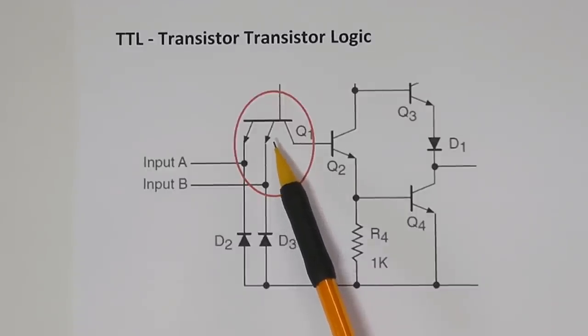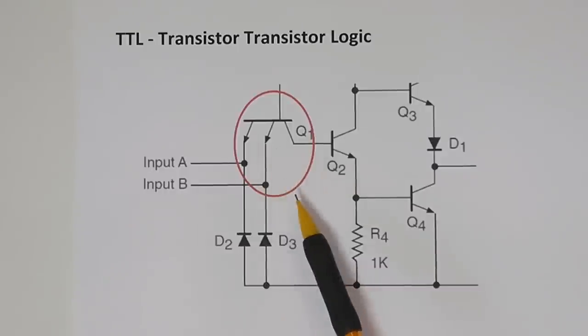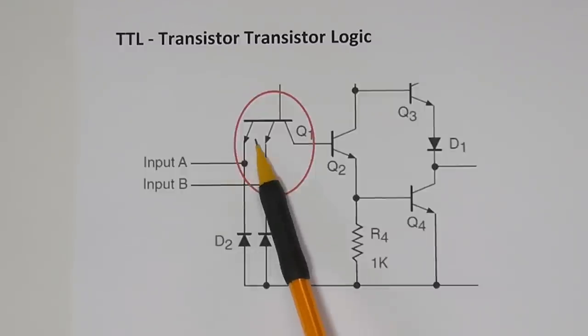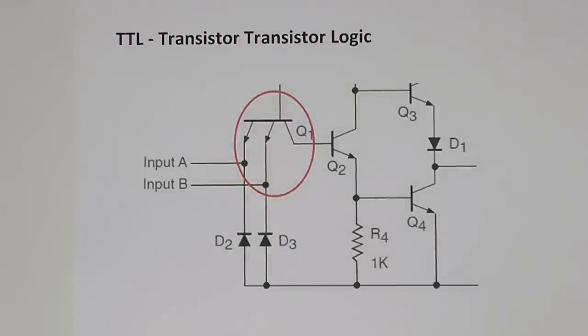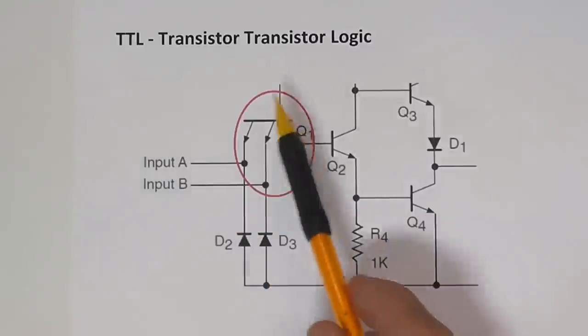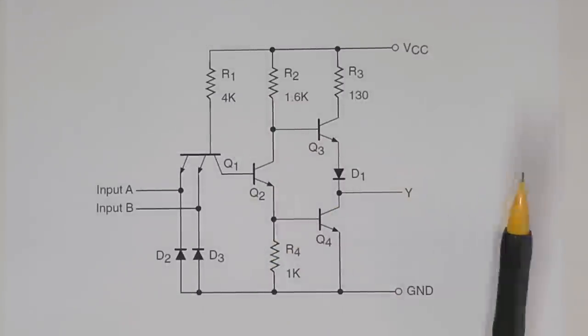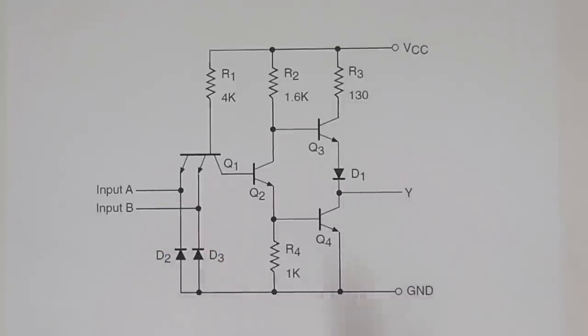You can certainly package one up as a discrete part, but they do it inside a chip because they can. It's all just layout, and in this case, they've created an AND function that becomes a NAND function. So, TTL, transistor-transistor logic. Here's the full circuit for what we were just looking at, and this is a NAND gate like in a 7400.